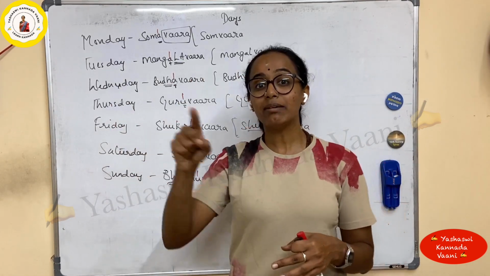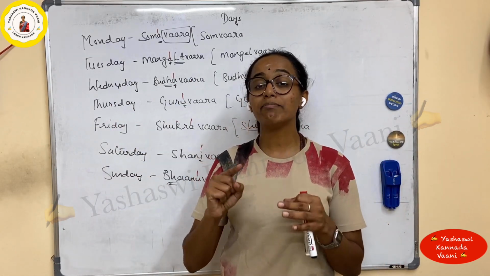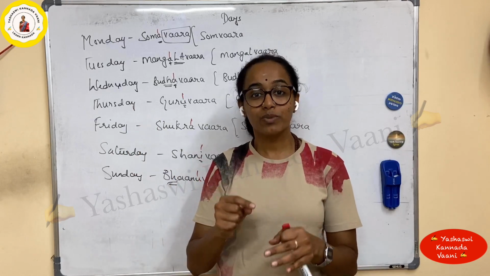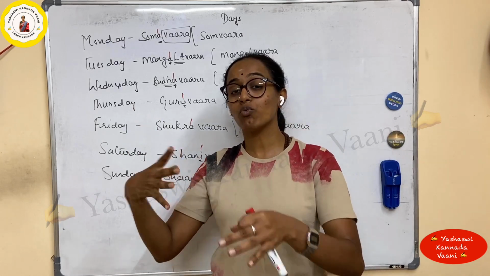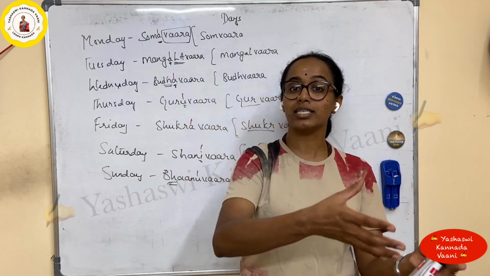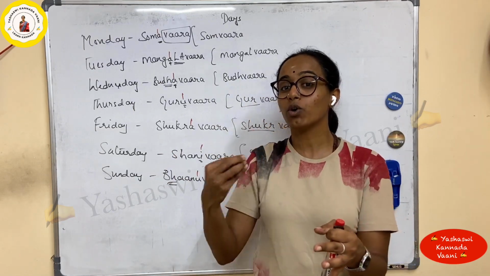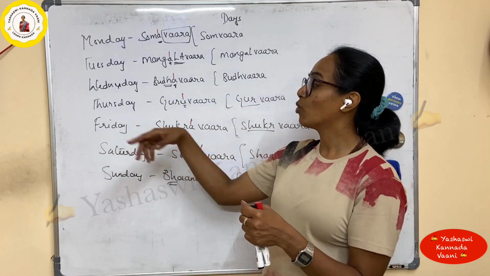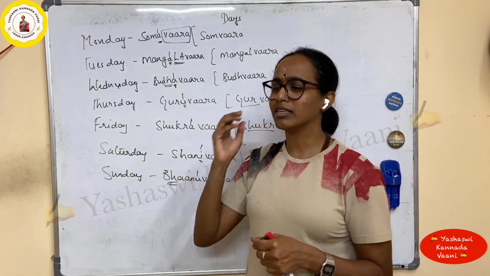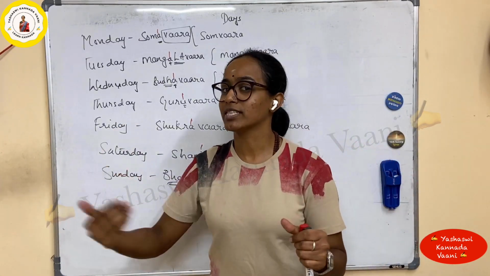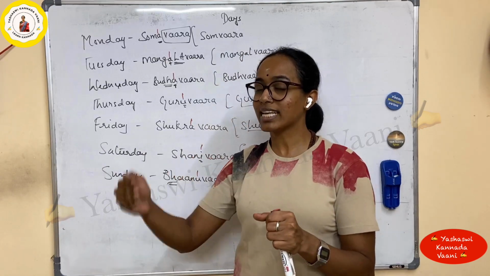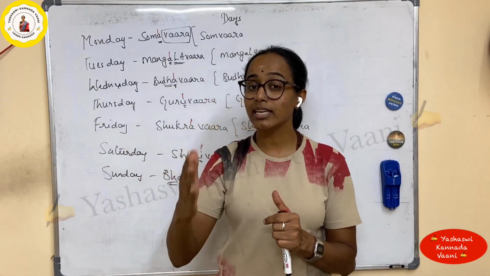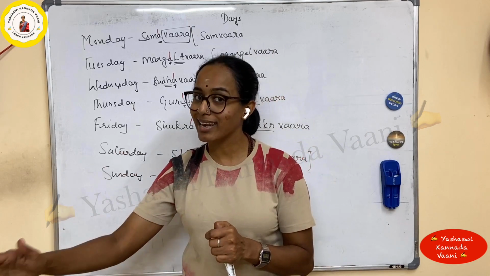Wednesday, I had a meeting. Wednesday, meeting ittu. Nange Wednesday meeting ittu. So whenever you want to say it in the past, you will use ittu. Whenever you want to say it in the present, you will say ide, meeting ide. So Thursday, I won't come to office. Thursday naan office ge baralla.